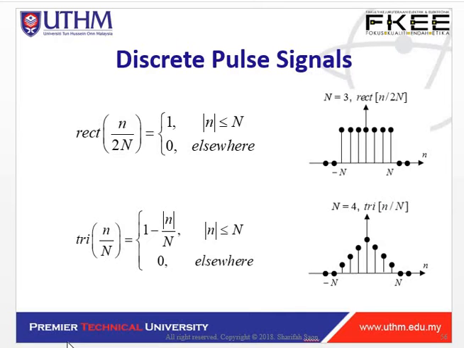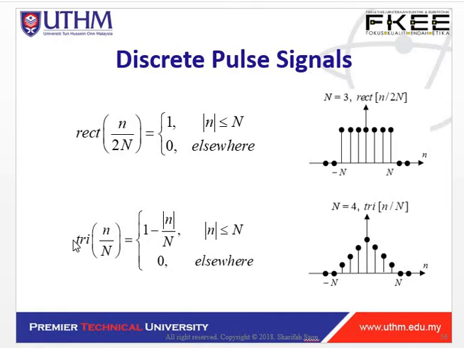So discrete pulse signals, there are two. One is rectangular and another one is triangular. The rectangular signal, we name it rect n over 2 capital N. Bear in mind that the left hand side and the right hand side are the same. Here 2N is 2 times 3, so rect n over 2 in the bracket 3.